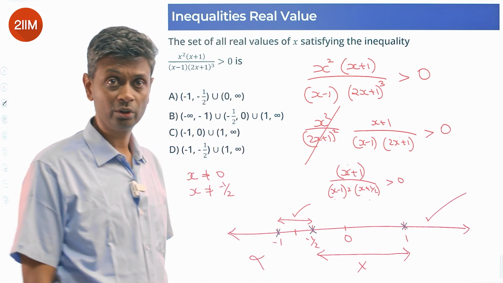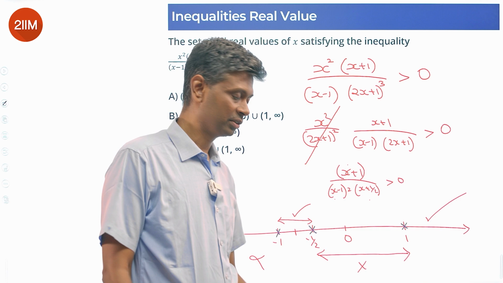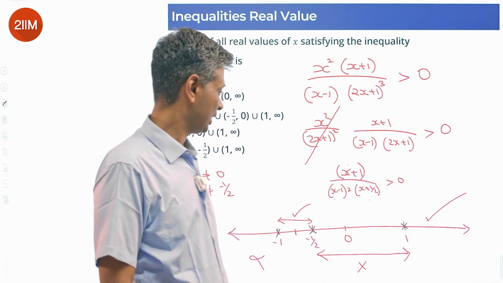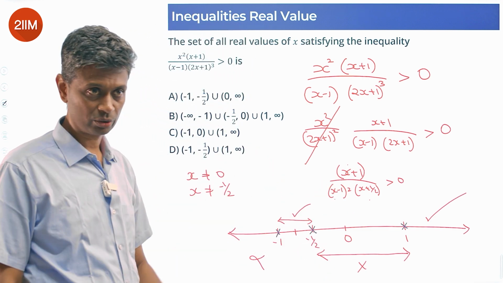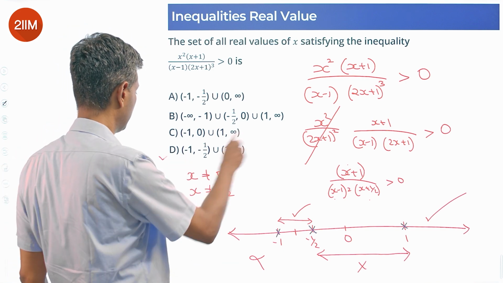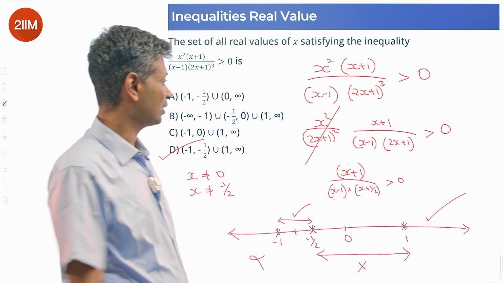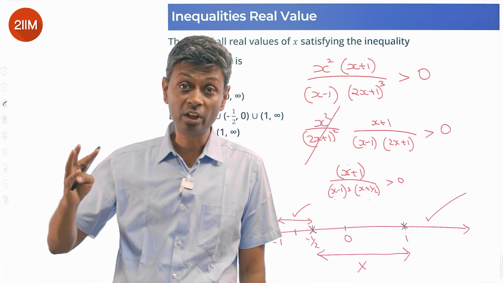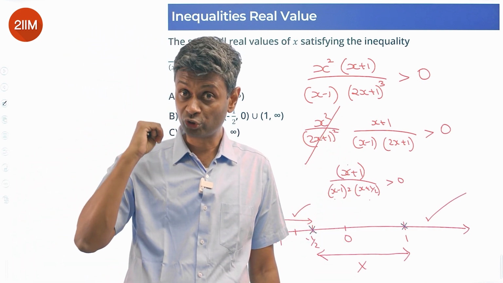X should not be 0. Anyway, x equal to 0 is not part of our solution. We're safe, we're happy. X cannot be minus half, that's also not part of the solution. We're looking for minus 1 to minus half union 1 to infinity. This is our answer.